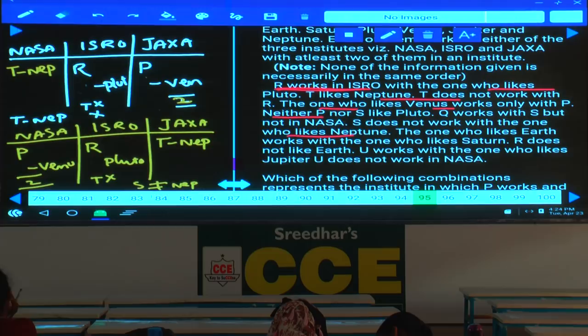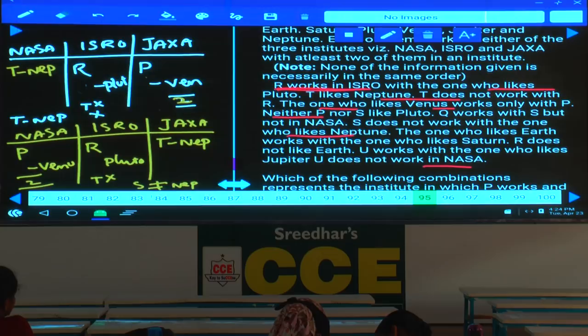Now again, one more piece of information. U works with the one who likes Jupiter, isn't it? U does not work in NASA. As U does not work in NASA, hence where should this U be? U works with the one who likes Jupiter. Tell me what the different possibilities we can have are.